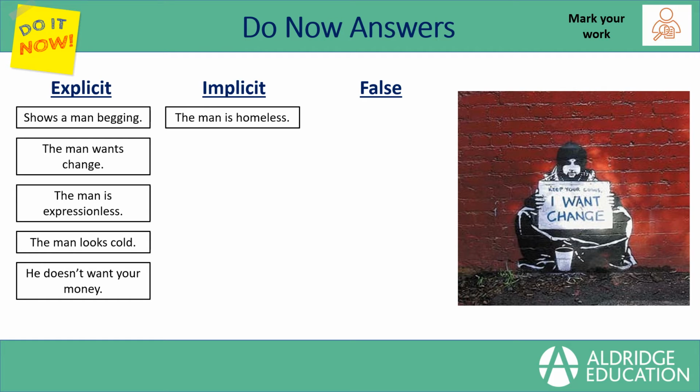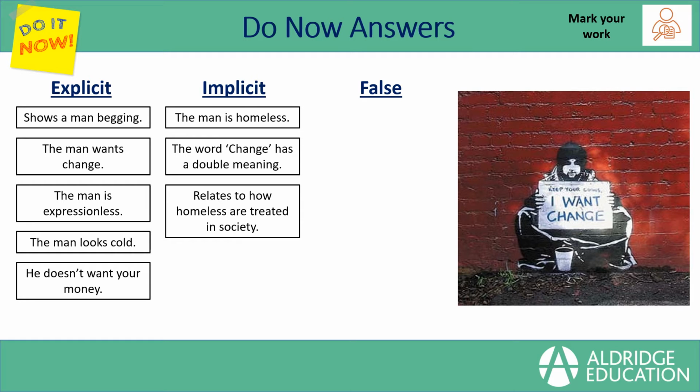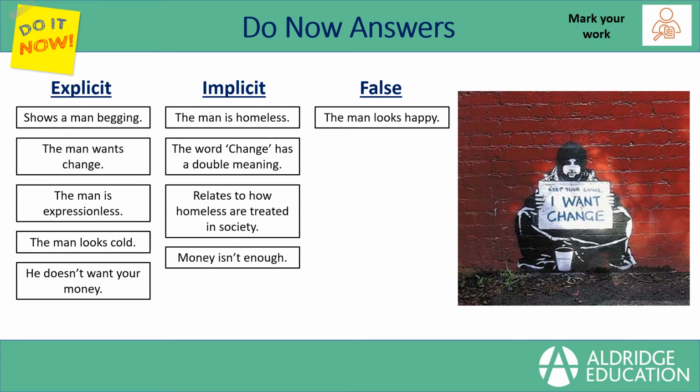So implicit: the man is homeless. Reading between the lines, because he looks like a beggar, we can assume the man is homeless, but that's implicit, it's not explicitly stated. The word change has a double meaning. It relates to how homeless people are treated in society, and that money isn't enough.